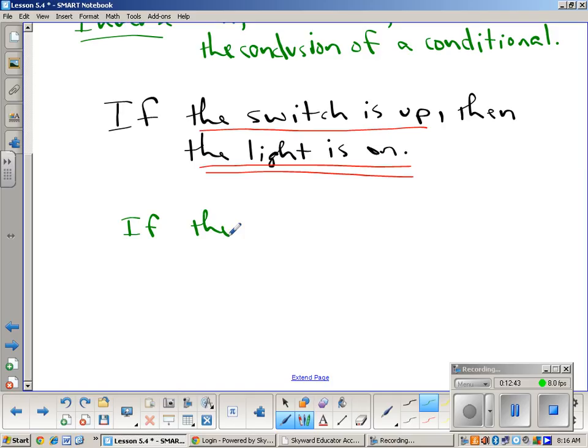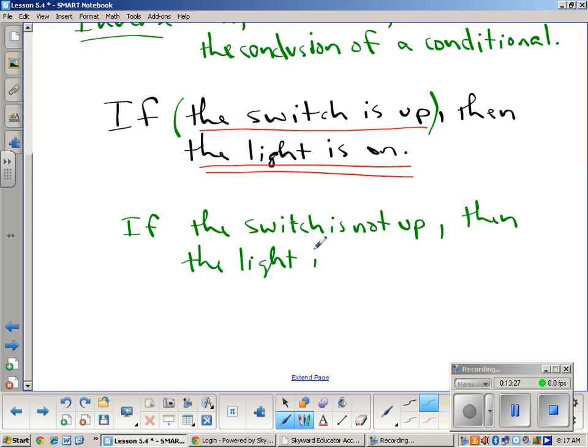So just look at the hypothesis. It says right here, the switch is up. So how do I negate that? The switch is not up. We could say the switch is down if it's clear that there's no other possibility, which isn't always clear with switches, right? So remember I said it's almost always best to use the word not. So I'm going to say, if the switch is not up, then the light is not on.